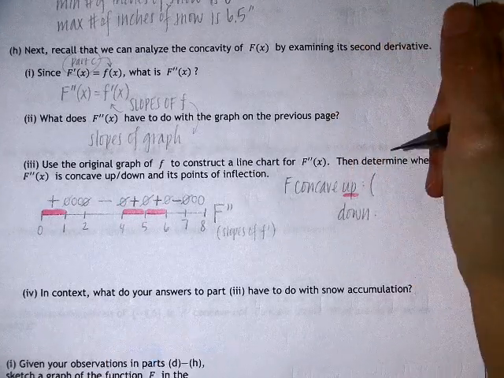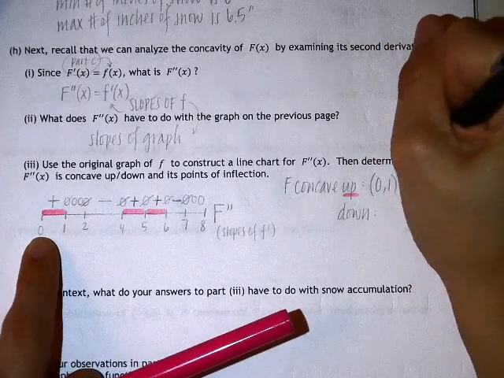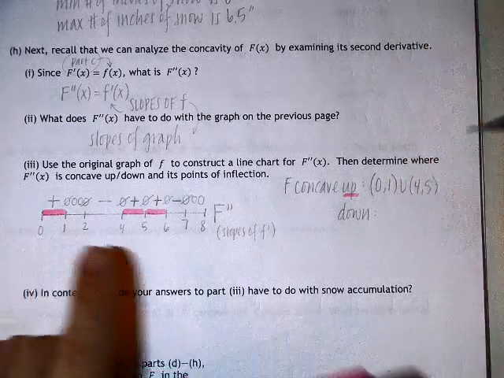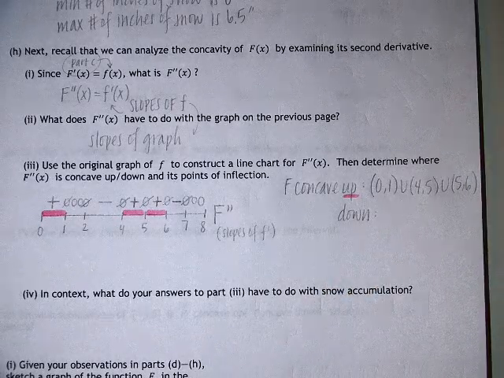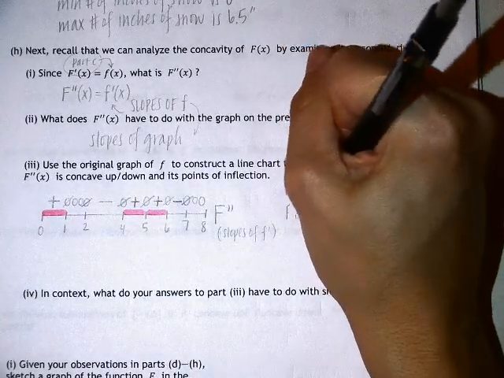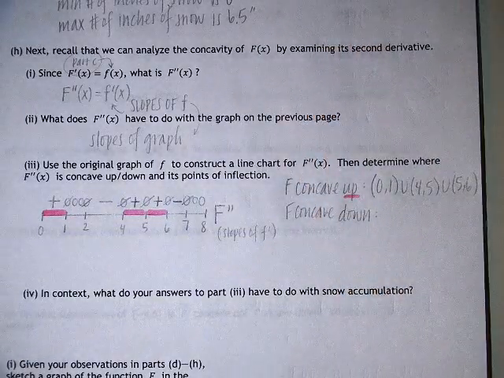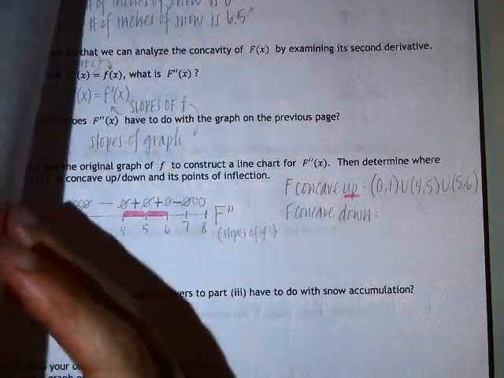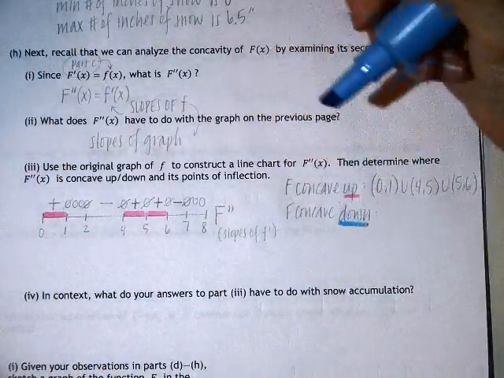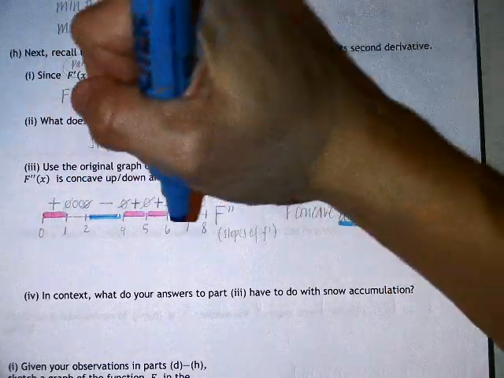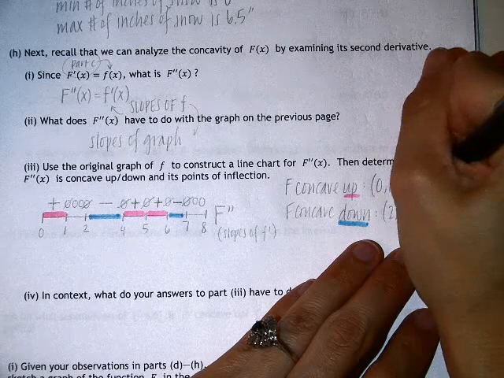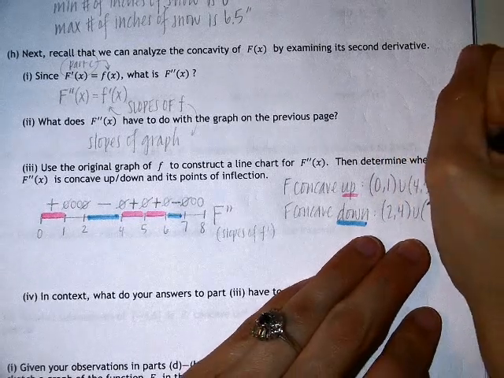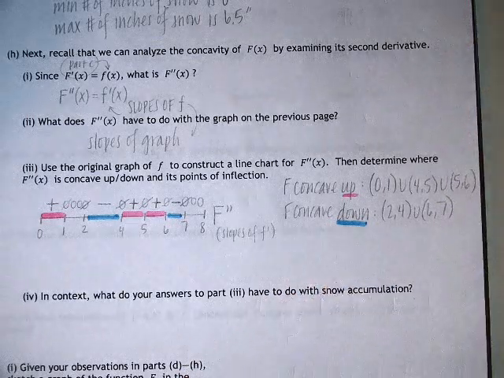So the intervals of concave up are 0 to 1, in union with 4 to 5, in union with 5 to 6. By the same logic, big F is concave down in any section of the line chart where the negatives appear. So that means we are concave down from 2 to 4 and from 6 to 7, because those are the sections of the line chart where I see the negative signs.